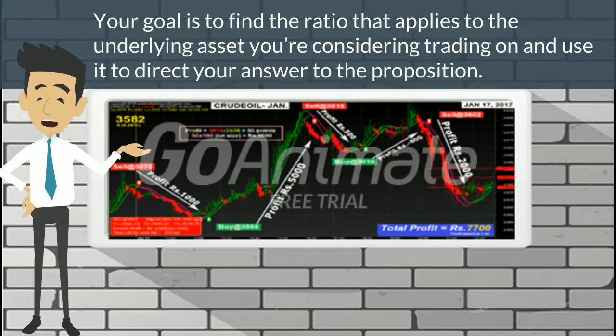Your goal is to find the ratio that applies to the underlying asset you're considering trading on and use it to direct your answer to the proposition.